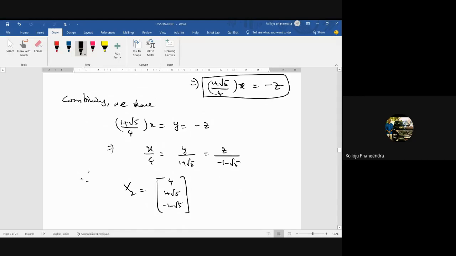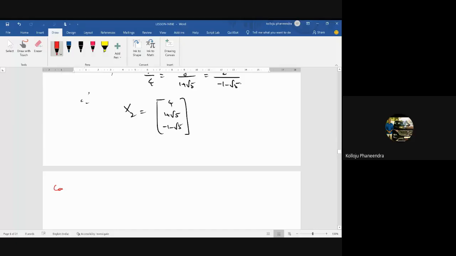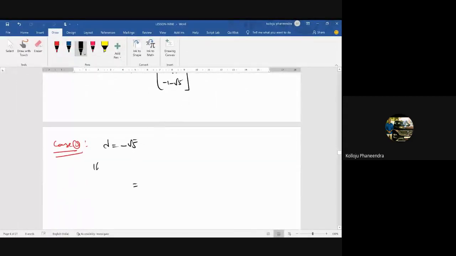You can rationalize this by 1 minus root 5 also. Okay, that is the second eigenvector. Now case 3, fastly, because only 5 minutes are there. What is lambda equal to? Negative root 5.